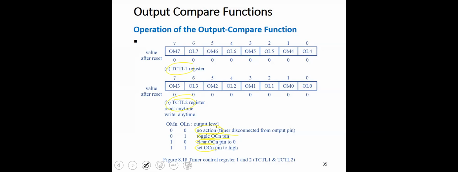Basically, you use the output compare, but you don't affect any of the pins in port T. So here the timer is disconnected from the output pin, but you can still generate an interrupt when there is equality between the timer and the alarm value. And this is actually useful because it is kind of a timer. You are using the timer to generate delay.